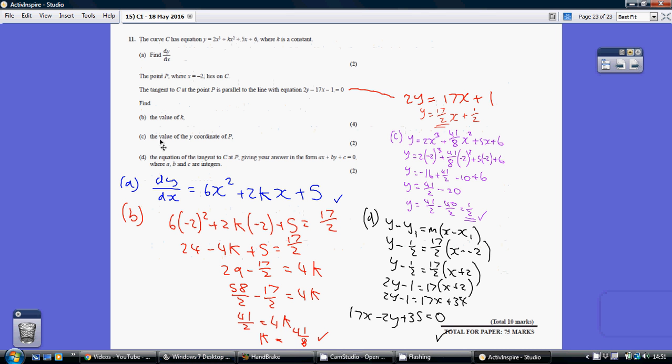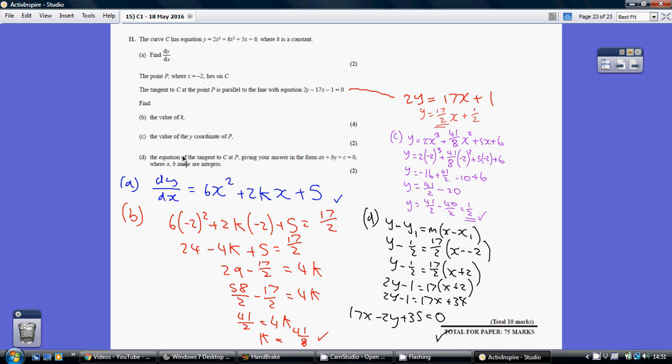Now for part C, we're being asked to work out the value of y for the coordinate of P. So we know that our x value is minus 2, so we just have to substitute this into the curve, but of course we now know what k is. k is 41 over 8. So substituting minus 2 back into the curve, which we've got here, but including 41 over 8 as k from part B, we get this. So substituting in and working through, we get y being a half.